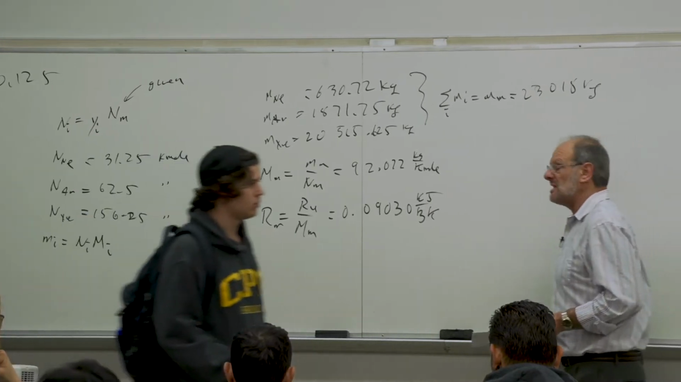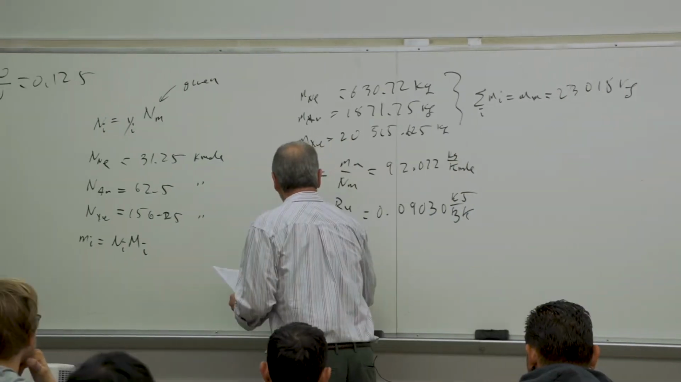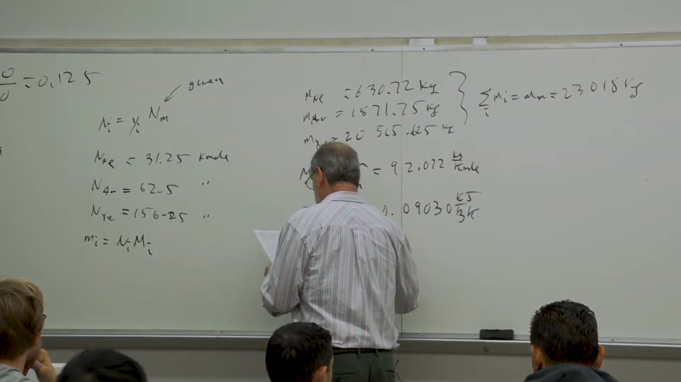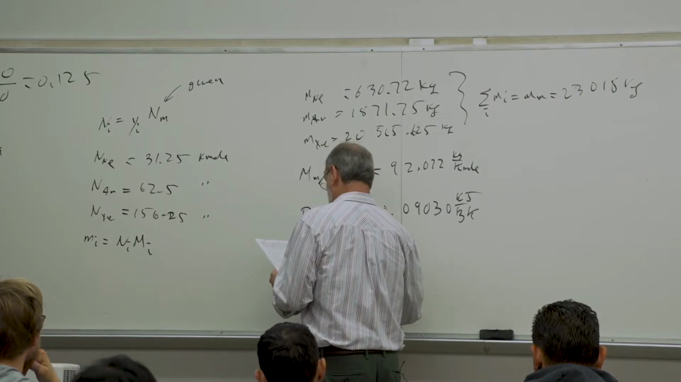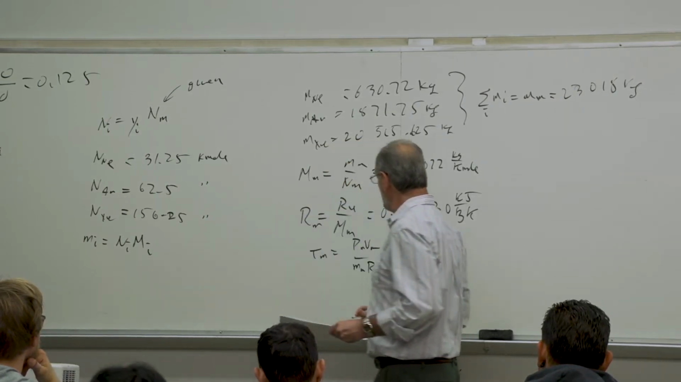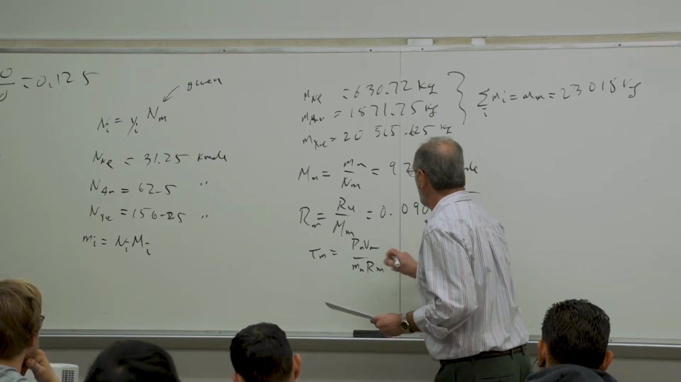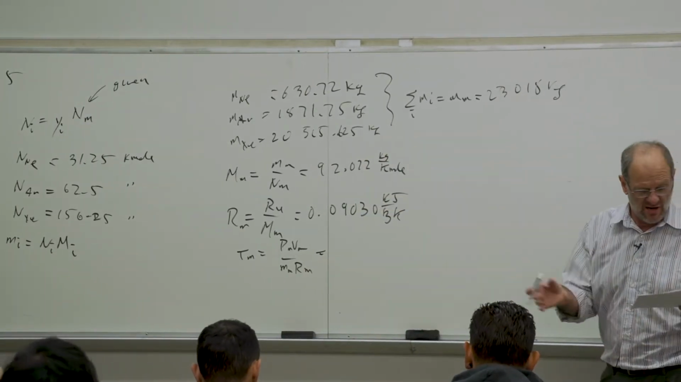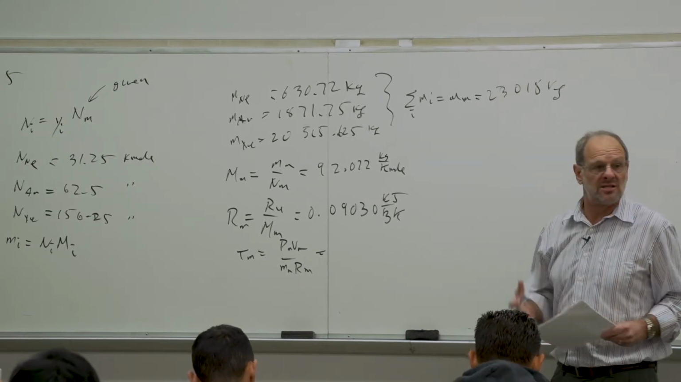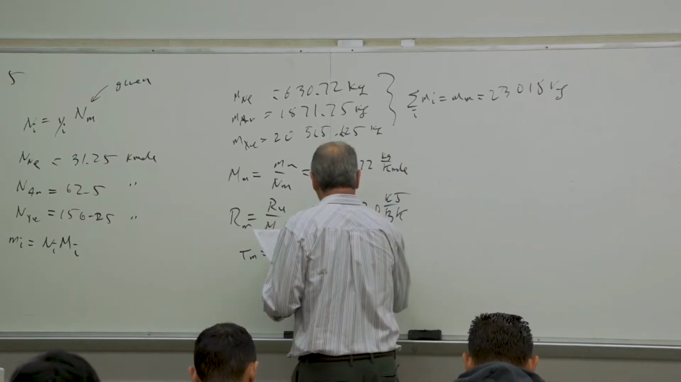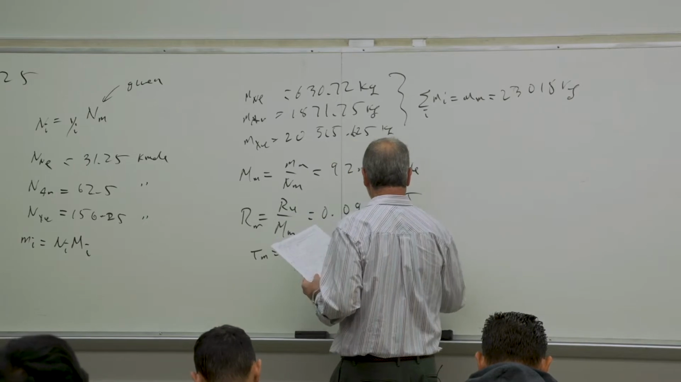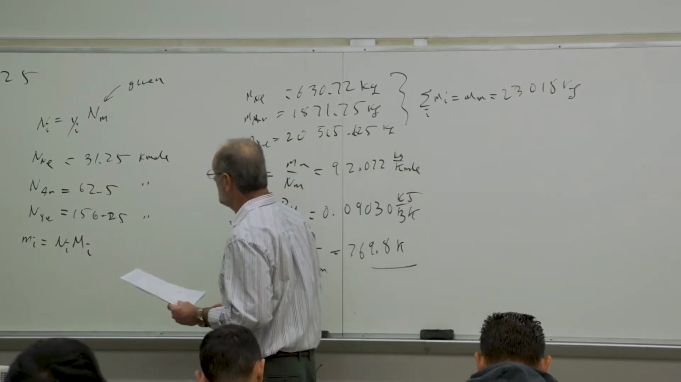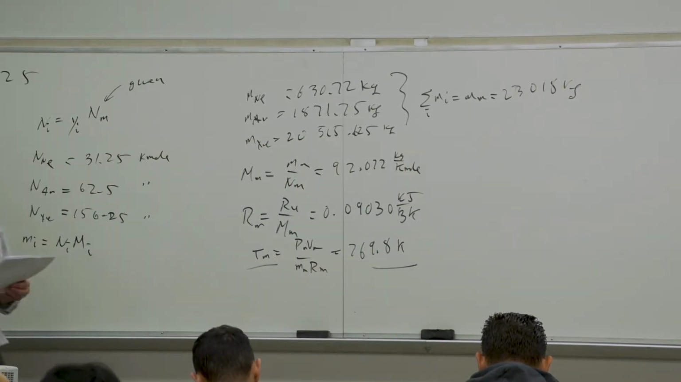And then last but not least, we could just use our ideal gas equation of state to get the temperature of the mixture. We know the mixture pressure, we know the total volume, we know the mass now, we know the gas constant, so we could just calculate this. And we get 769.8 Kelvin. So here's the results that we're looking for.